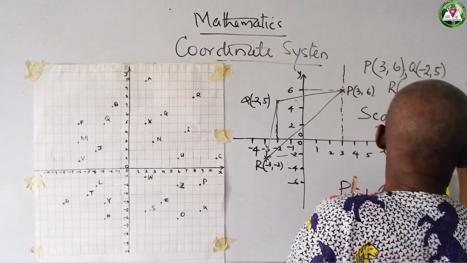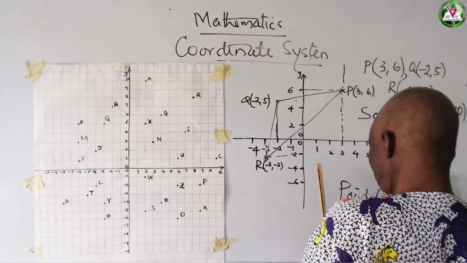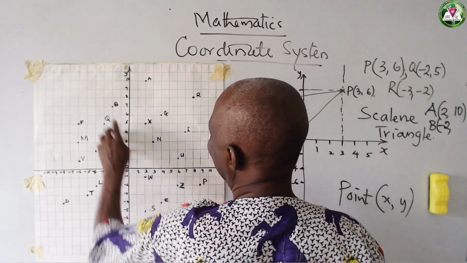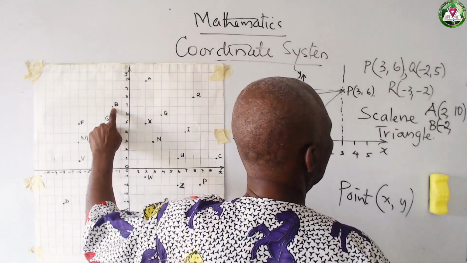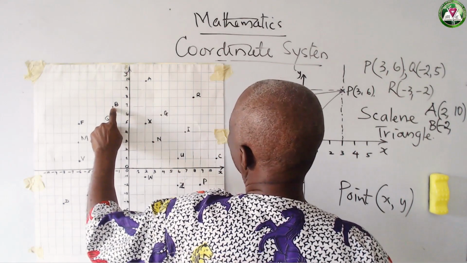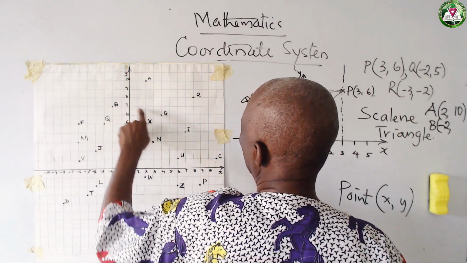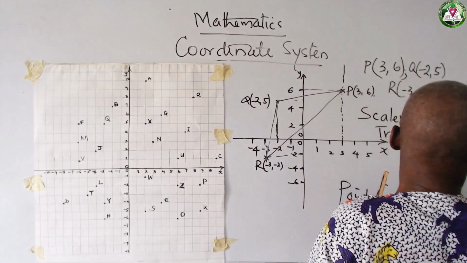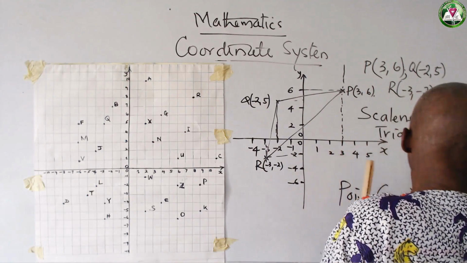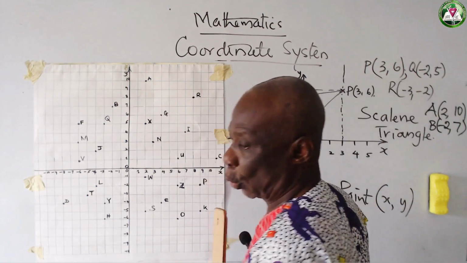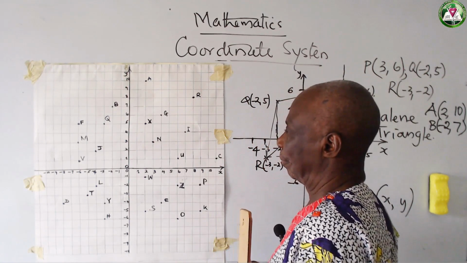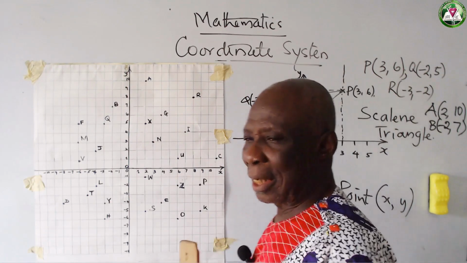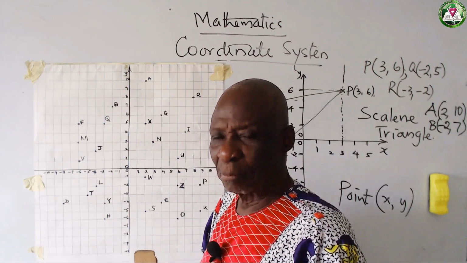The line is at -2. Mr. B, where are you? There. From Mr. B, go to the y-axis. What number is it passing through? 7. So the coordinates of B, that is the coordinates of B, -2, 7. Right.